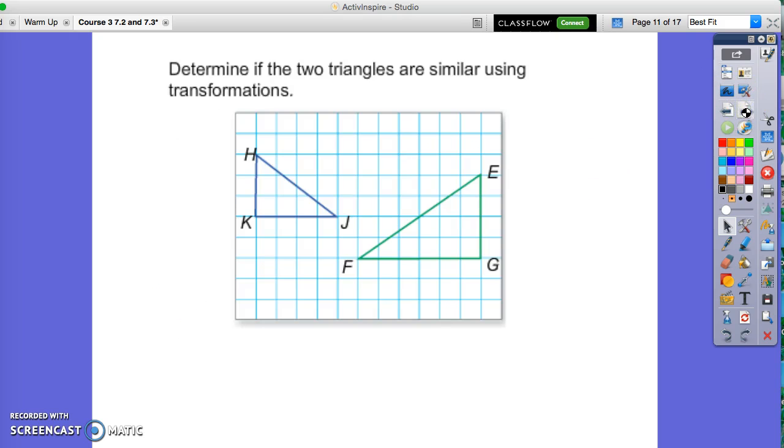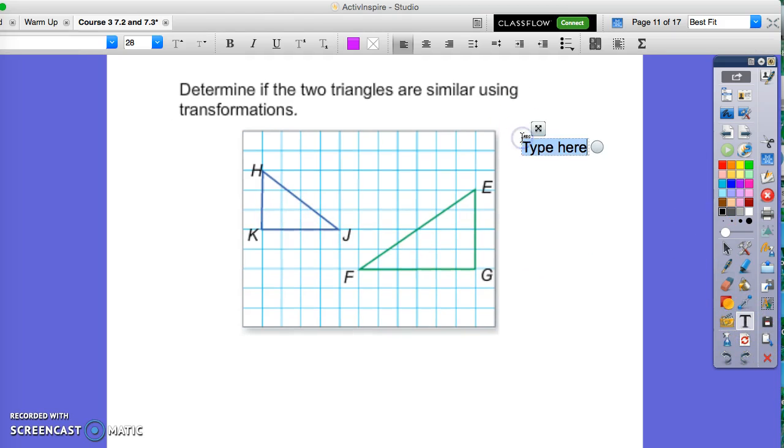Okay, looking at one more. So this looks like this was a dilation also. But it's also, oops, it looks like this one was a reflection. This one may have also been translated, so if you wanted to add a translation on there, you could.